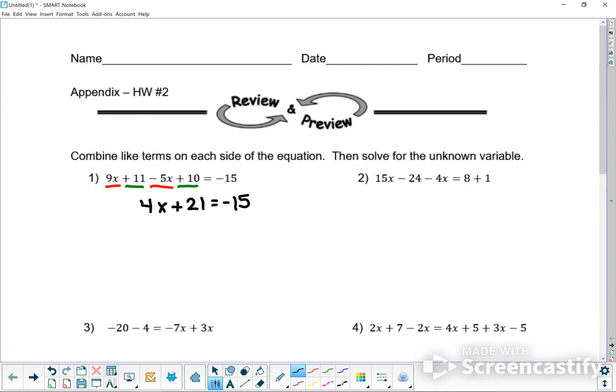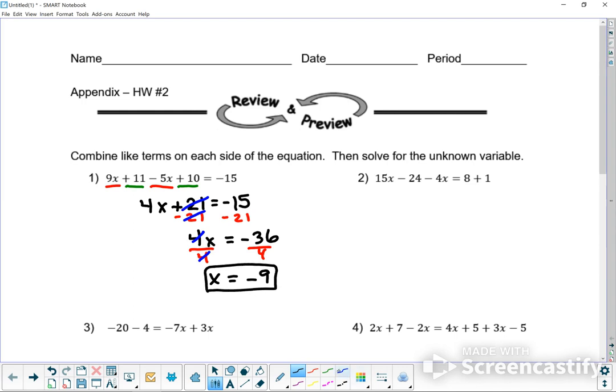Okay, so once you add those like terms, this is exactly what we've been doing in class. I'm going to go ahead and subtract 21, and that's going to cancel out. We'll be left with 4x equals, and negative 15 and negative 21 is negative 36. Then divide by 4. That's going to cancel the 4's out, leaving you with the x. Don't cancel the x. And negative 36 divided by 4 is going to be negative 9.